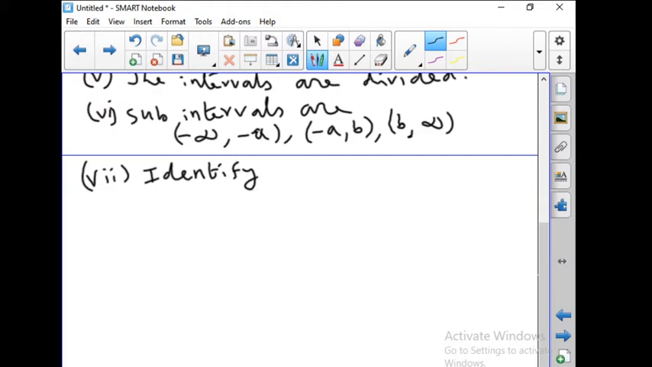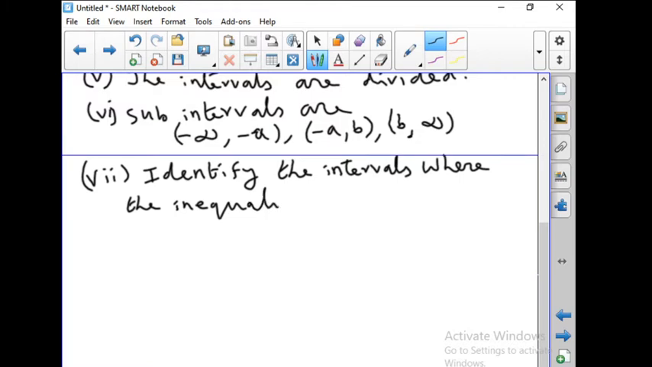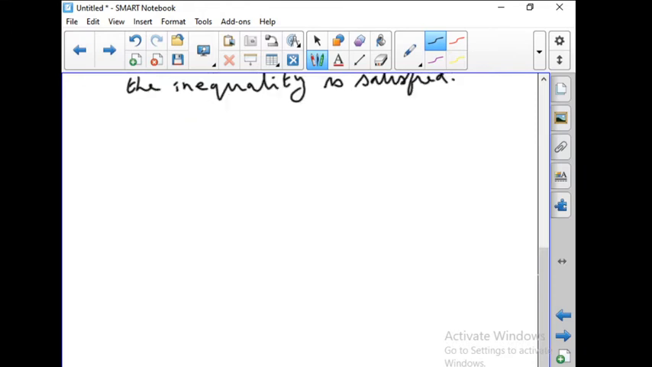The last step is to identify the intervals where the inequality is satisfied. These are the steps you have to follow. When you do problems, you will understand more. Now we will do the first example.